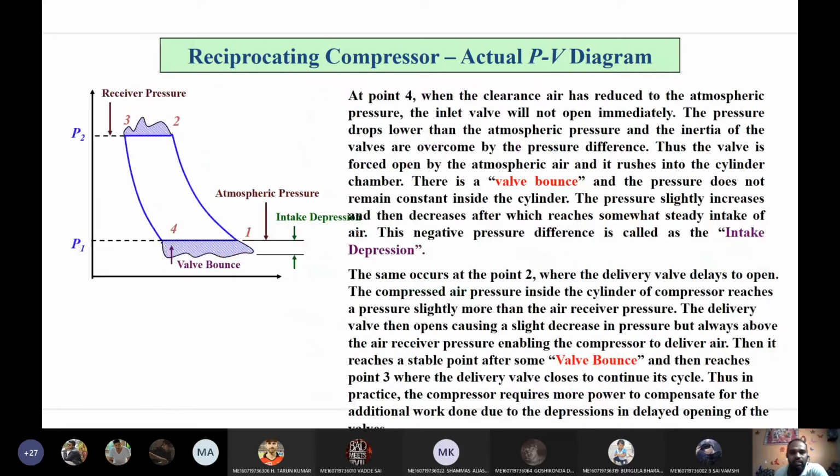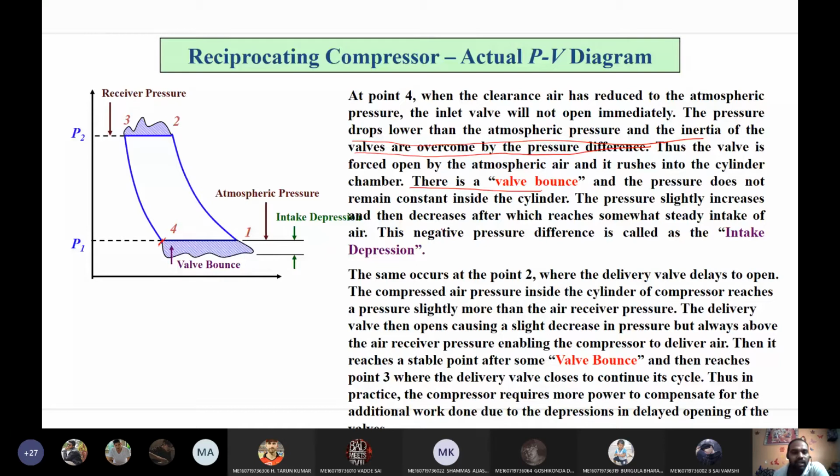Now here is a clear explanation, just go through the slide once. At point 4, when the clearance air has reduced to atmosphere, the inlet valve will not open immediately. As I told, the inlet valve does not open instantaneously; slowly it will open and slowly it will close. The pressure drops lower than atmospheric pressure and the inertia of the valves is overcome by the pressure difference. Thus the valve is forced open by atmospheric air and it rushes into the cylinder chamber. There is a valve bounce and the pressure does not remain constant inside the cylinder.